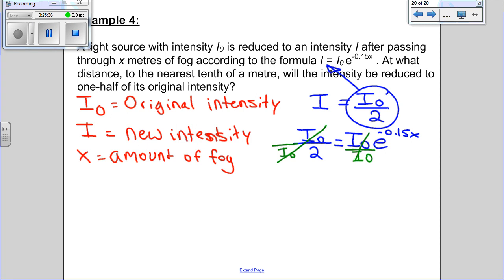And thus, our trick. If you have a question that asks you to do 1/2 of its original, you can just make I equal 1/2, because the I naughts will cancel out if you were to do it properly and isolate them. So I could jump straight to the step of 1/2 equals e to the power of that, and I can get rid of the original intensity, because I know I just want it to be half of it. That's my goal, to get to 50%. So 1/2 equals e to the power of negative 0.15x.